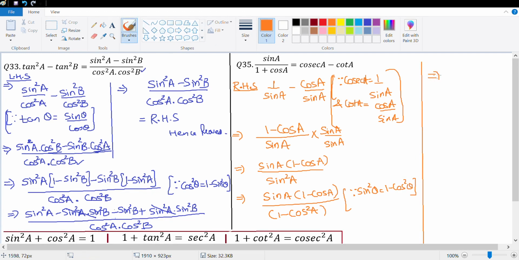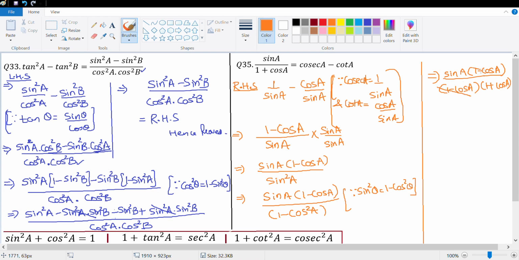So what I get here is the denominator is in the form a square minus b square, which can be written as a plus b into a minus b. So my numerator right now is sine A times 1 minus cos A, and the denominator becomes 1 minus cos A times 1 plus cos A. In the form x plus y into x minus y will give me x squared minus y squared.